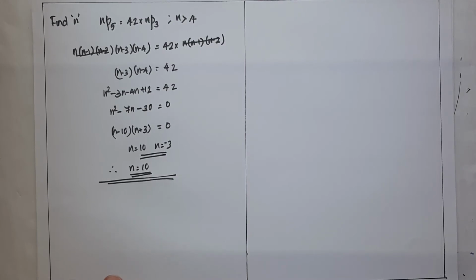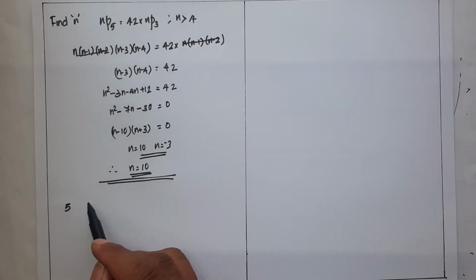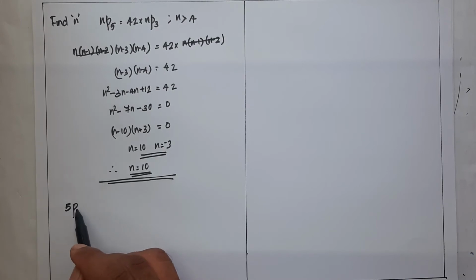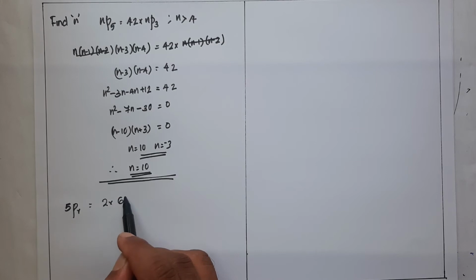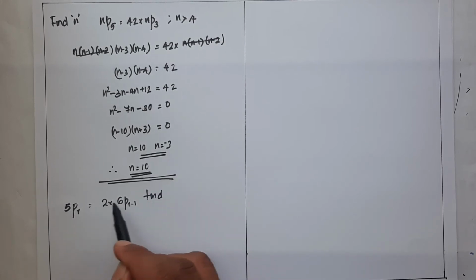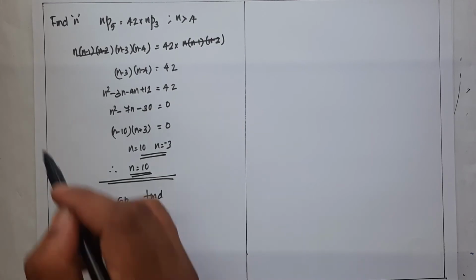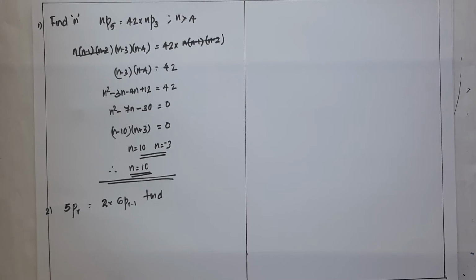Okay, now we'll discuss one more question based on this type. Next question is: 5Pr is equal to 2 into 6P(r minus 1). Find r.